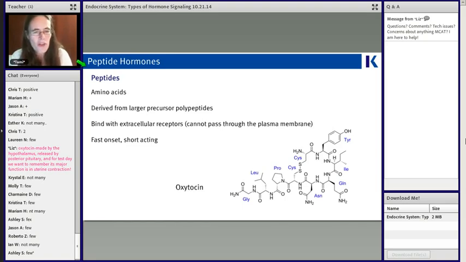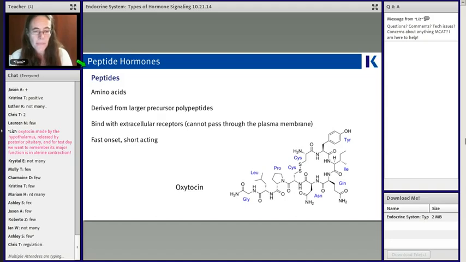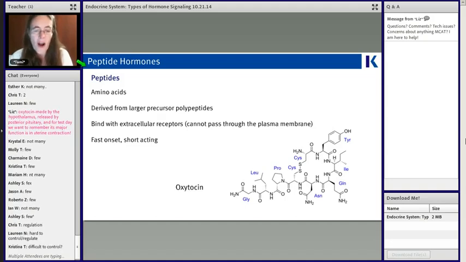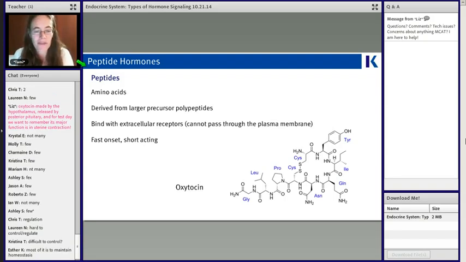Why are there so few positive feedback loops in our body? Why is oxytocin one of the few of them? Yeah, regulation. They are hard to control. They're hard to regulate. Exactly. So we don't want a lot of positive feedback systems in our body. This is the one that you absolutely need to know as a positive feedback.